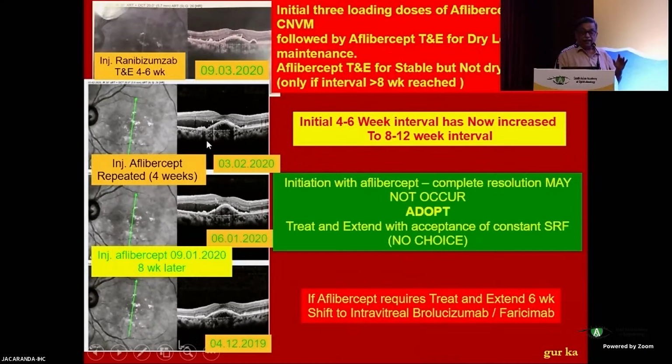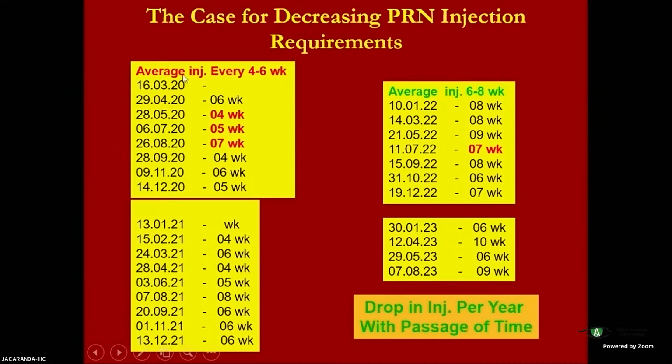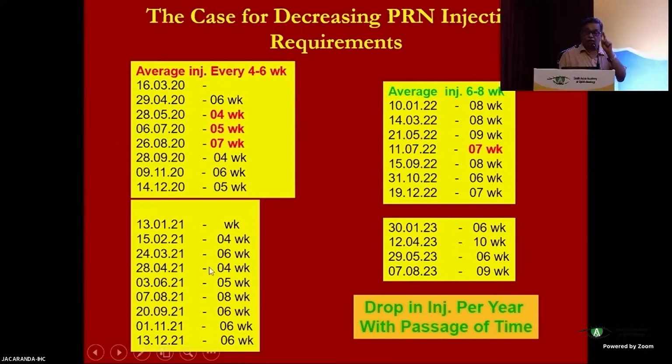Now, when that happened, I couldn't find any alternative. We continued this treatment. I didn't have the alternative of brolucizumab at that time. And this is the average of what happens. You can see from 2020, in the first year, she got injections every 4 to 6 weeks. In 21, the patient again got 4 to 6 weeks with one interval at 8 weeks. But by 22, the interval starts increasing. It's now become 6 to 8 weeks.